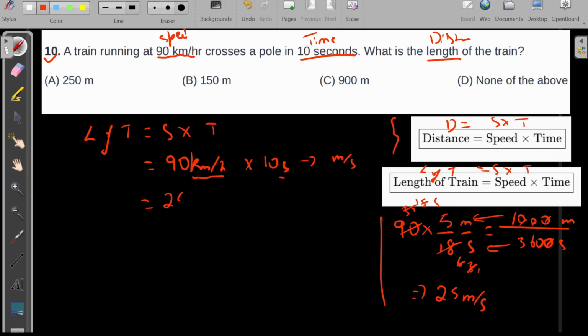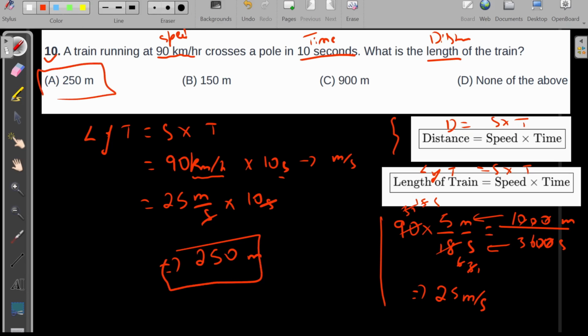So I can write 25 meter second times 10 second. Second would be cancelled. That would give me 250 meter. This is the length of the train, which is option A. Option A will be the correct answer.